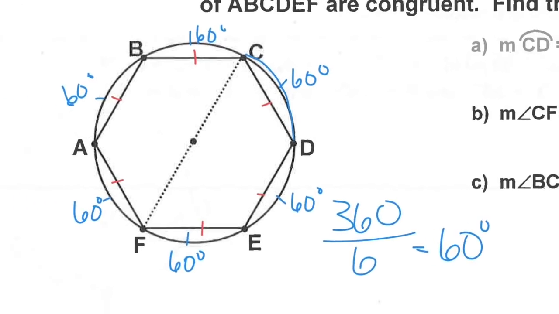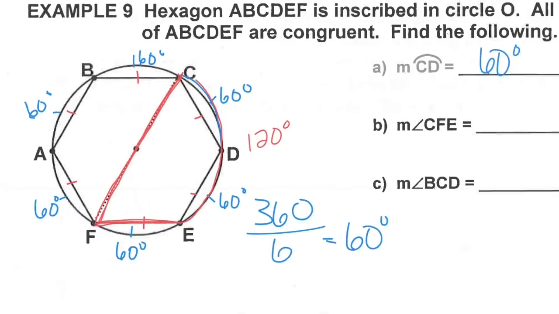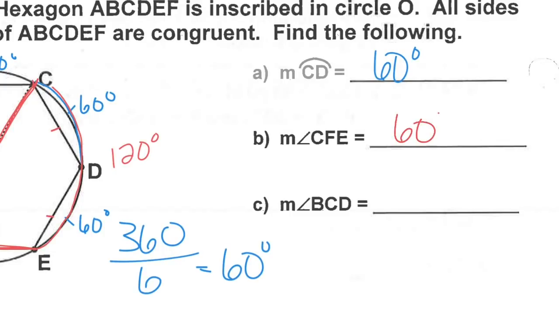But the next one's talking about angle CFE. So C to F to E. And if you notice, that is an inscribed angle. I know that the arc it intercepts is 120 degrees. And I know this should be half of that because it's inscribed. So it's also 60 degrees.